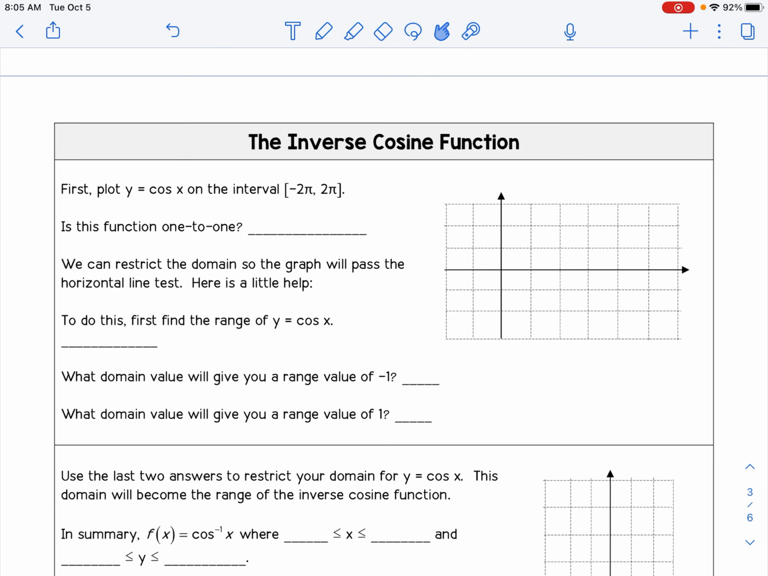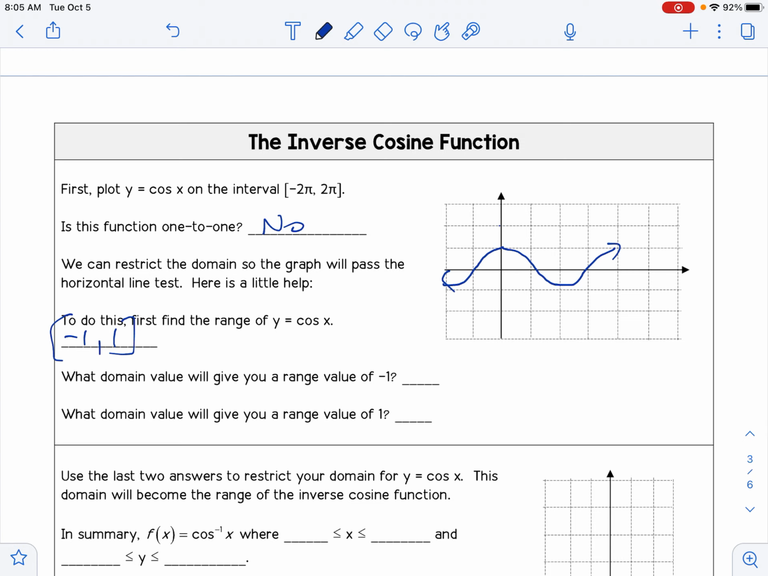So same idea for cosine. Not a lot changes with this, so we'll just buzz through this pretty quick. Again, my cosine curve would look something like this, and it goes this way as well to the negatives. It is also not 1-to-1, of course, because it doesn't pass the horizontal line test. So if we're restricting the domain for cosine, same idea, the range will be negative 1 to 1.